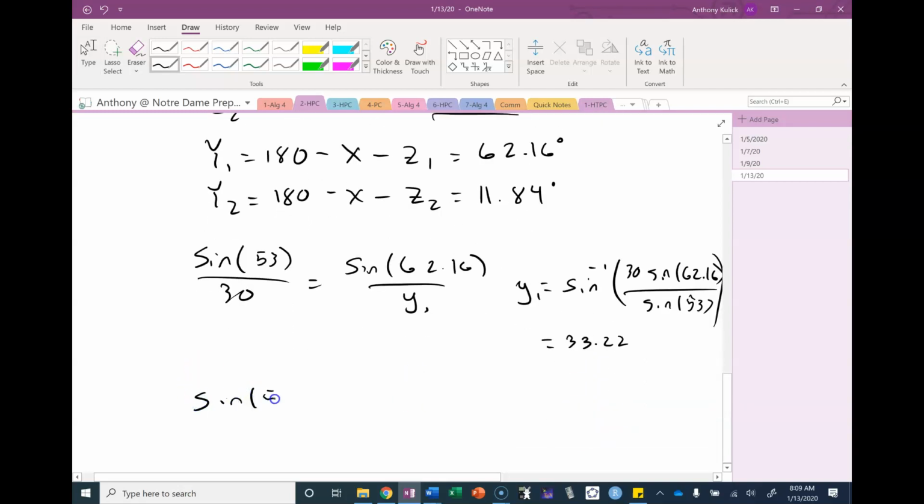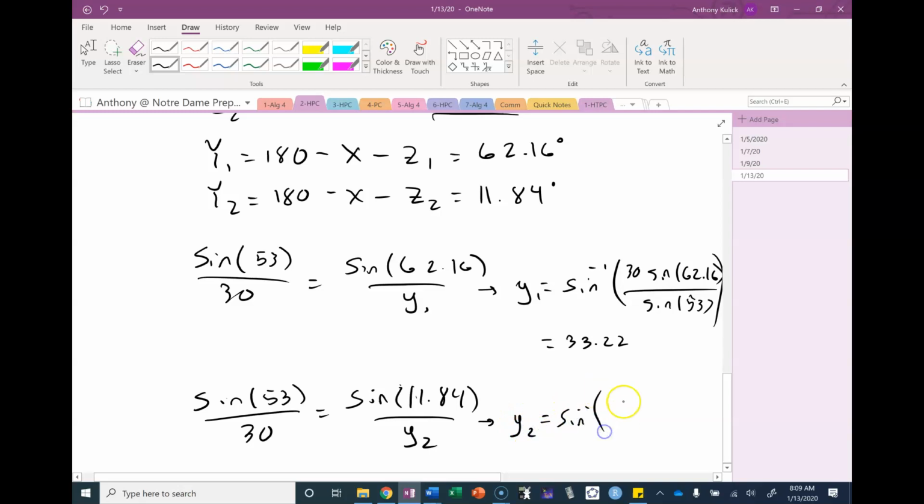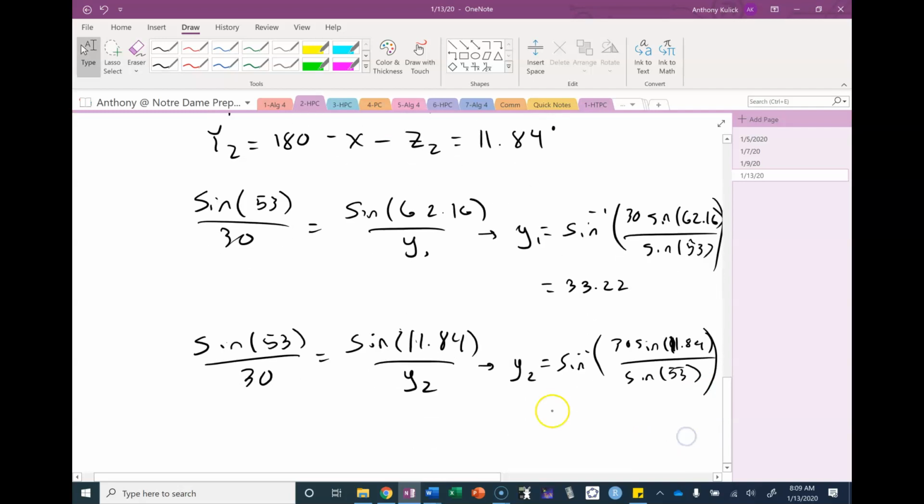Similarly, in triangle 2, I can do almost exactly the same thing, except this time my angle Y is different, but the setup otherwise is exactly the same. And when I type that into my calculator, I get the 7.71.